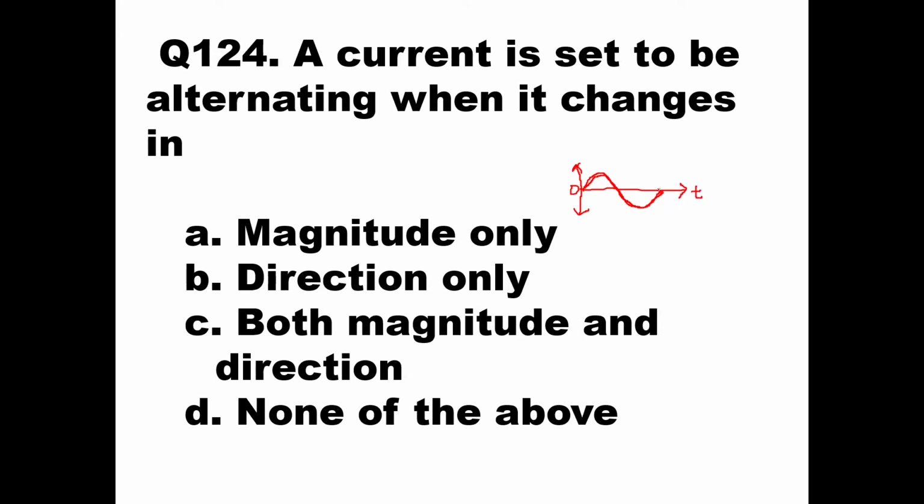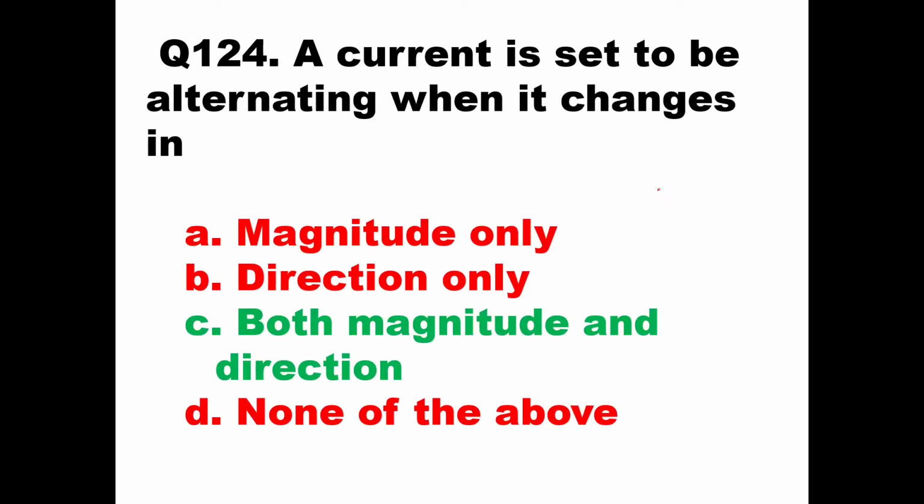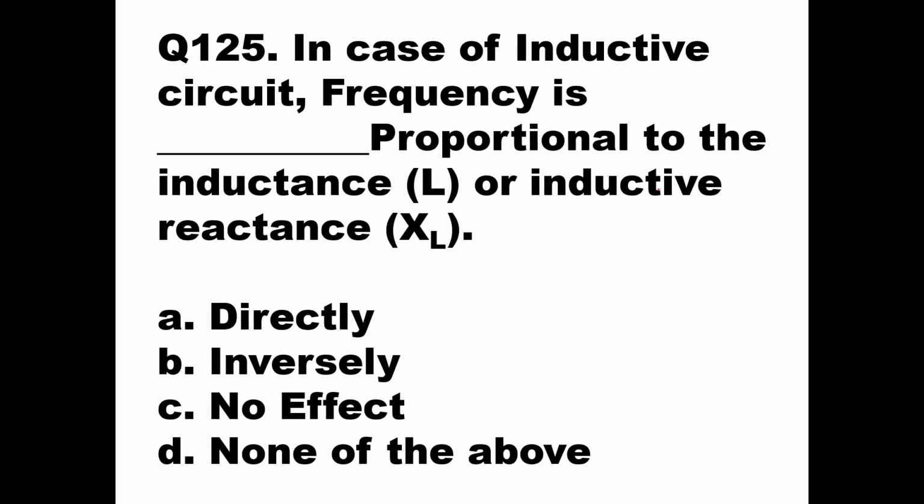So option C will be the right answer here. A current is said to be alternating when it changes in both magnitude and direction. Then we'll go to the next question.